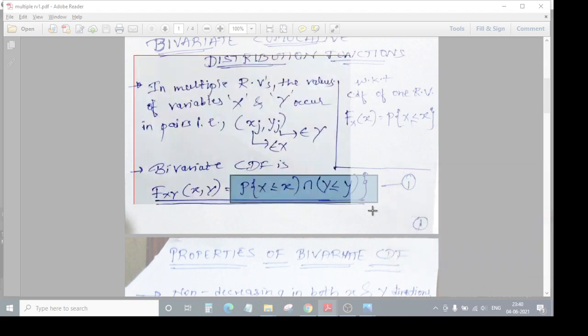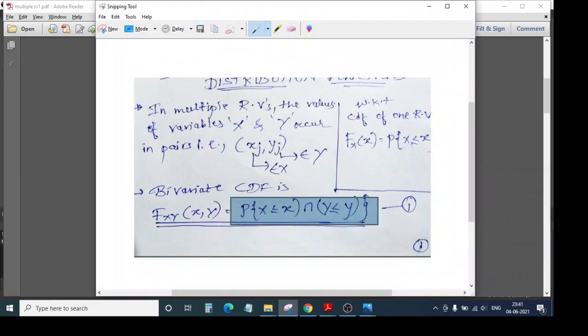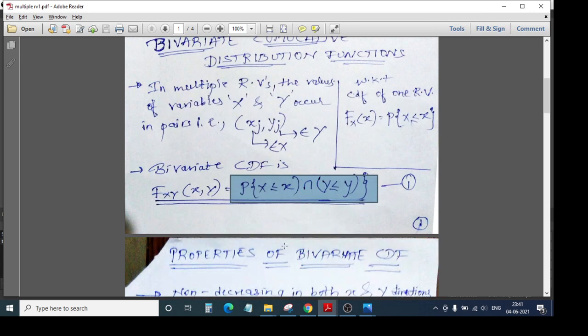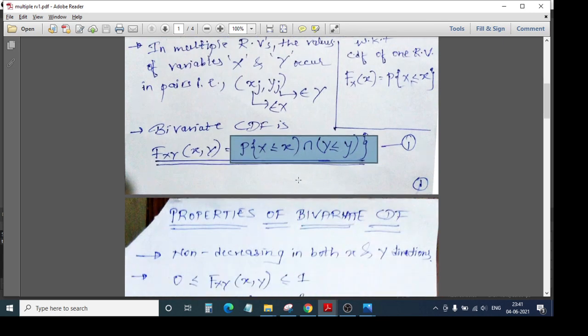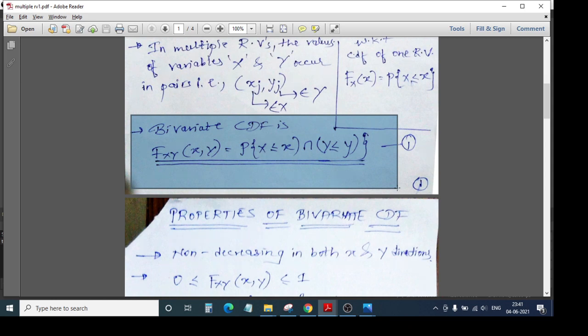Say for example, if this is my x and this is my y, what actually is intersection? It is an AND operation. Say this is my A and this is my B. Whatever you can see in this common region is your intersection. So that is what we are trying to do here, intersection. This is the definition of your CDF for multiple random variables.